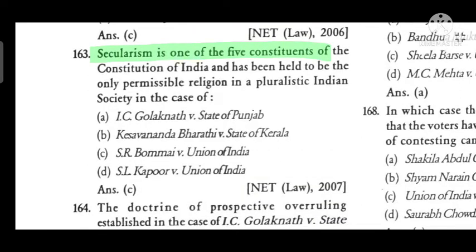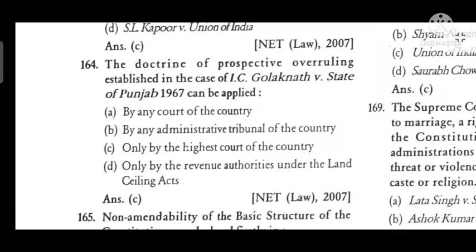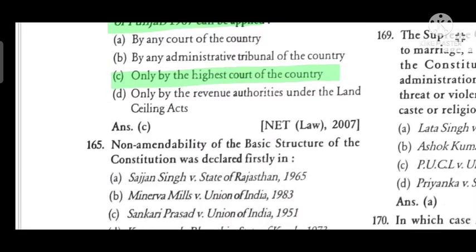Secularism is one of the basic features of the Constitution of India and has been held to be the only permissible reason in a pluralistic Indian society, in the case of S.R. Bommai versus Union of India. The doctrine of prospective overruling was established in the case of I.C. Golaknath versus State of Punjab, 1967, only by the highest court of the country.